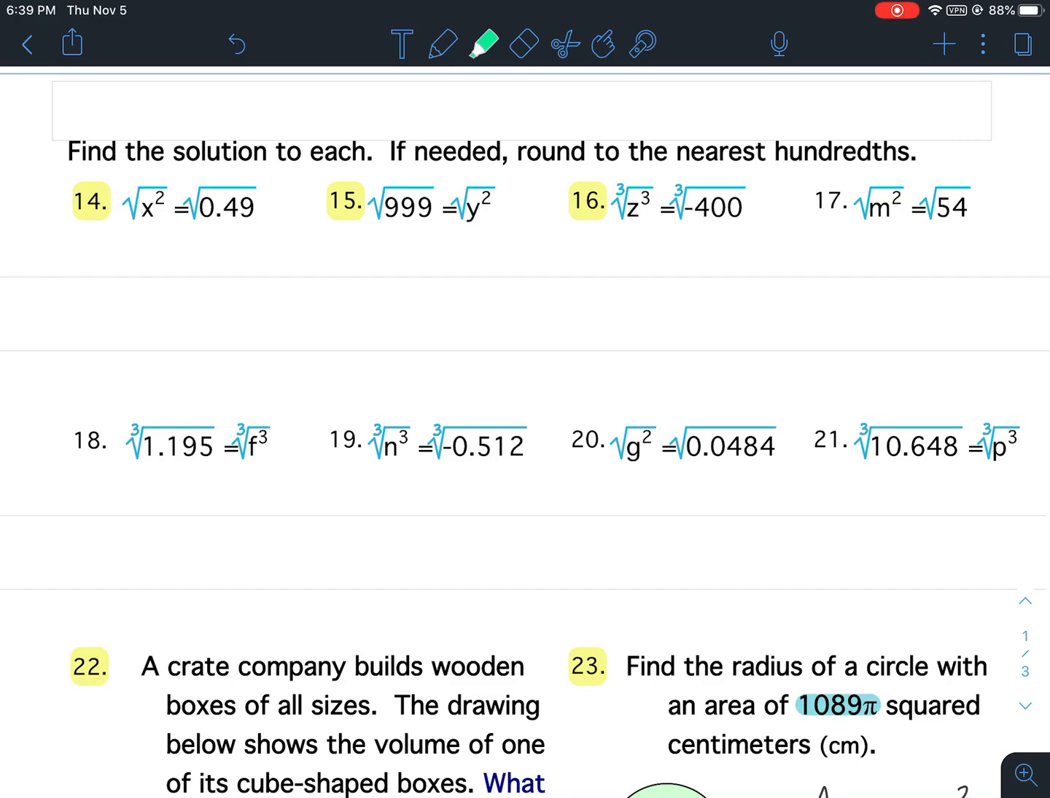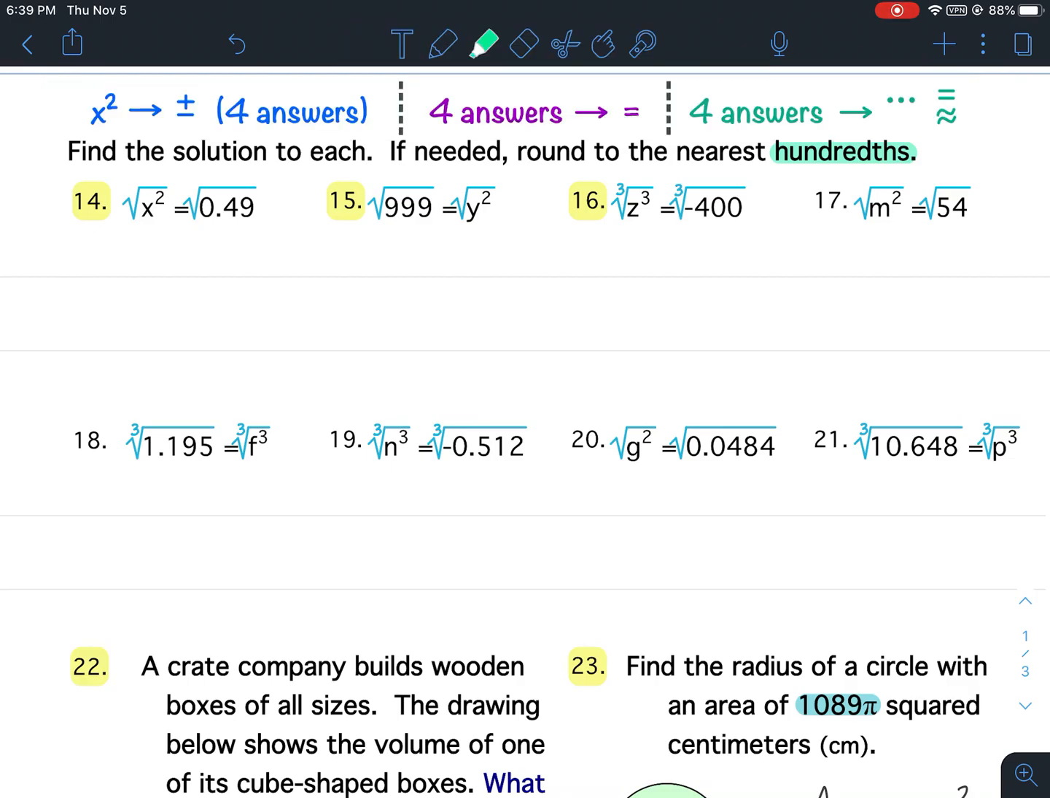Now, some of these, the answers will come out to be rational answers, and you'll have one step as your answer. But some of them will be an irrational answer, and therefore we will need to round. And if we round, we're going to round to the nearest hundredths. Before we get started, though, I want you to know a few things.